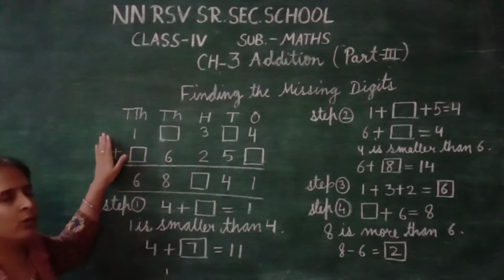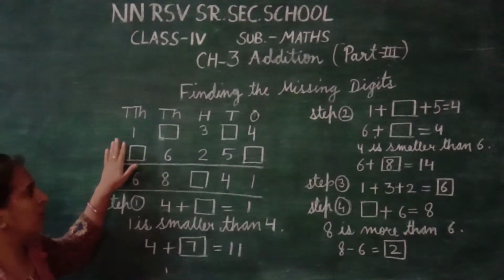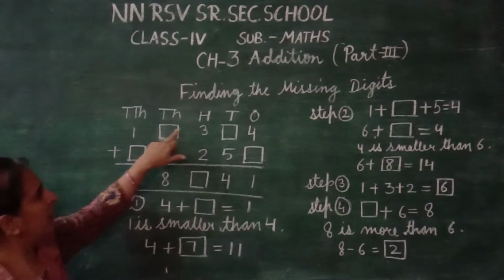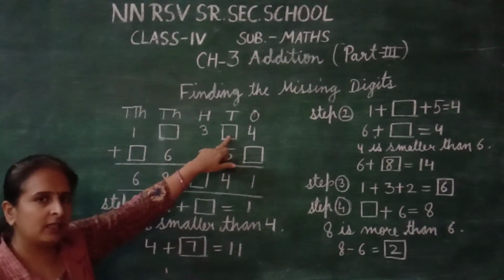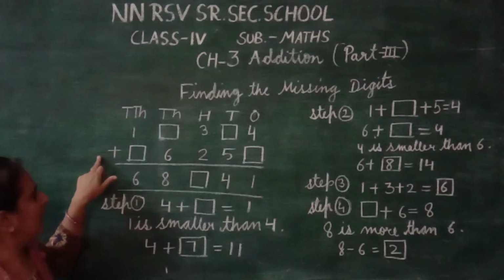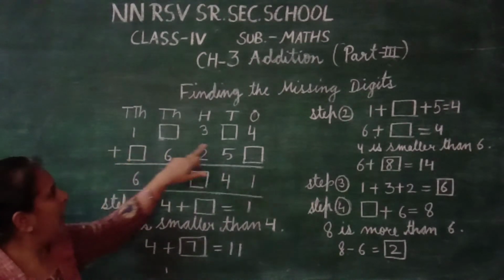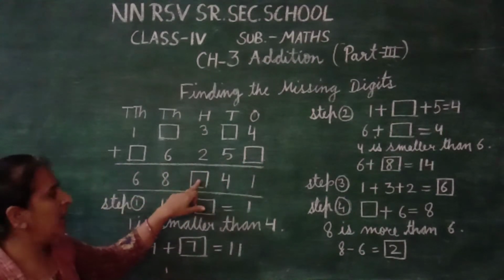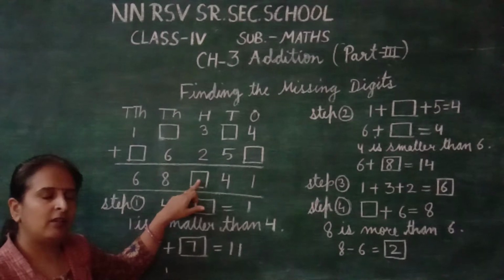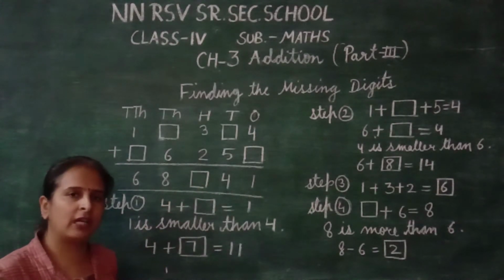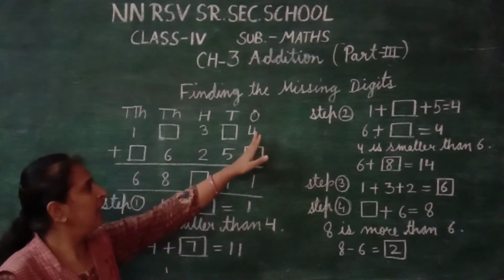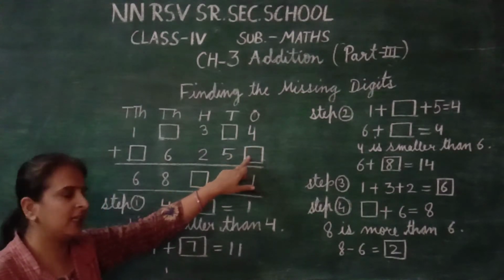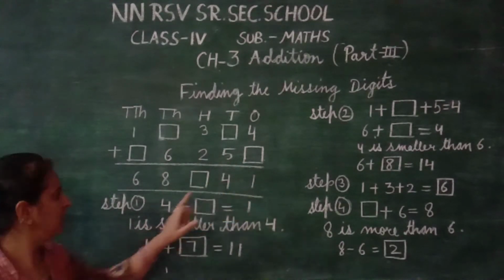Let's learn how to find missing digits in this question. In the first number, the tens place is missing, in the second number the ones place is missing, and in the sum the hundreds place digit is missing. When we add the numbers, we have to start with the ones place. In the ones place, one addend is given, the second addend is missing and the sum is also given.